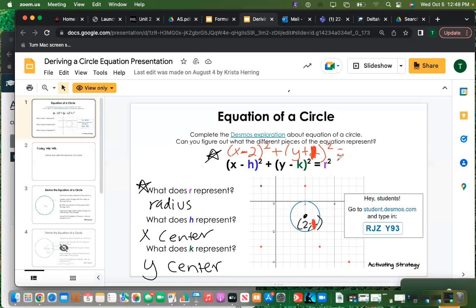Okay, now my radius. How big is my radius? It's 1. Okay, so we're going to have 1 squared, which is just 1, right? So all you're doing in this is just plugging into the formula.